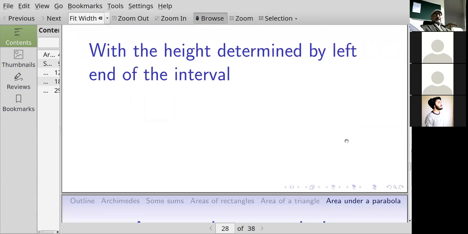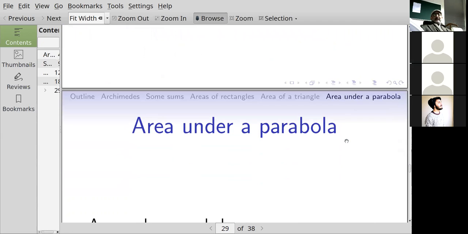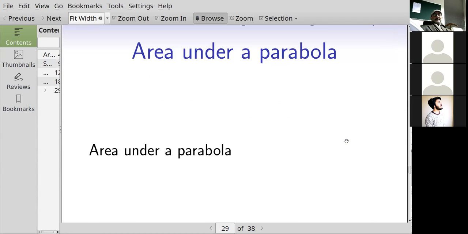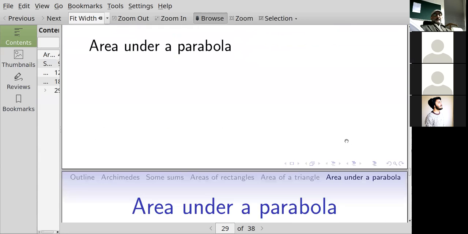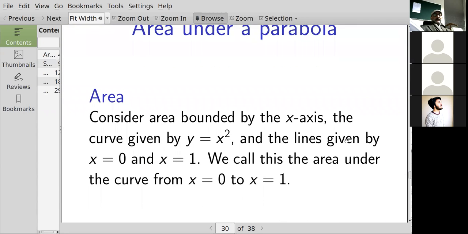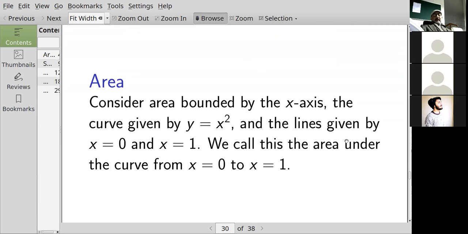Okay? Now we're going to try the area under a parabola. So you have the area which is bounded by the x-axis, the curve given by y equals x squared, and the lines x equals 0 and x equals 1. So the area under that portion of the parabola. Okay? So we call this the area under the curve from x equals 0 to x equals 1.